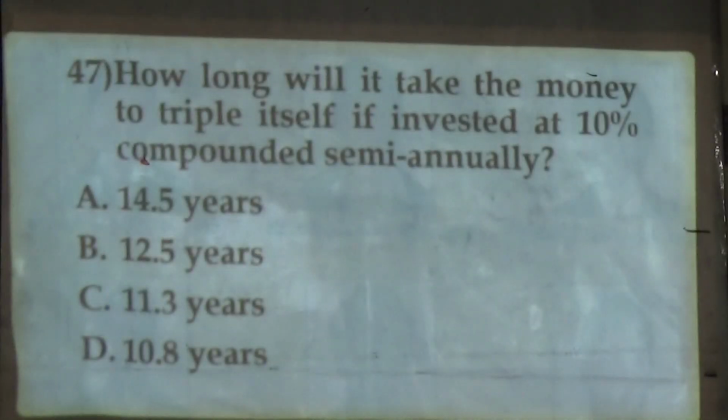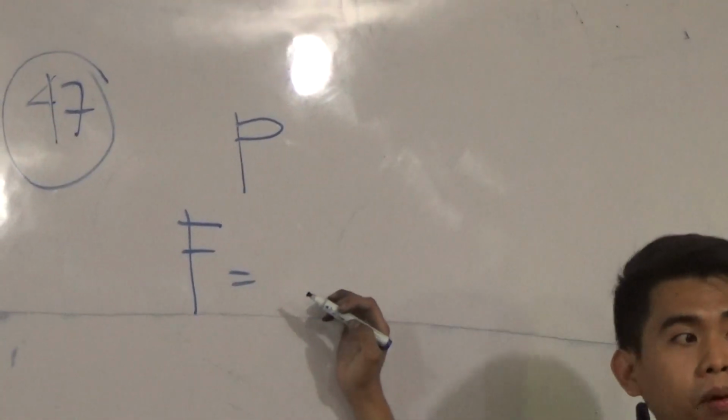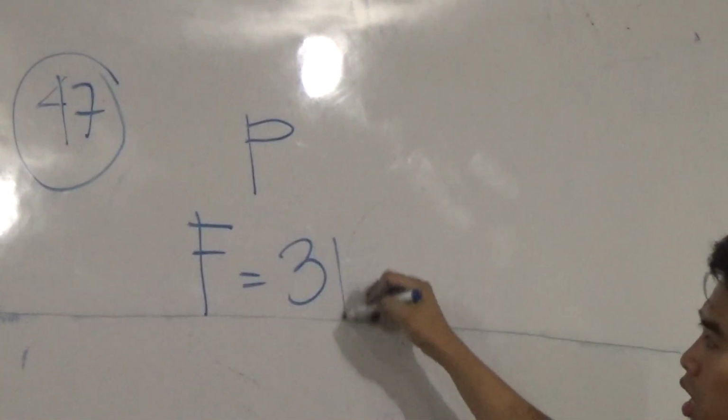Okay, 47. How long will it take the money to triple itself if invested at 10% compounded semi-annually? Okay, this is an easy item, madali isolve. Triple itself. If we have P as the principal, magkano magiging future worth natin? Sir, triple daw, triple. So that will be 3P.